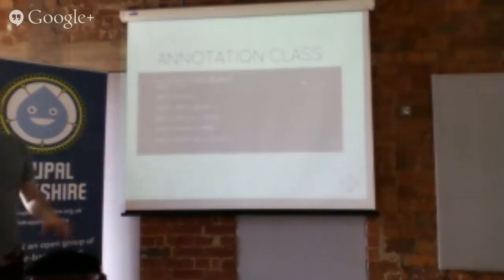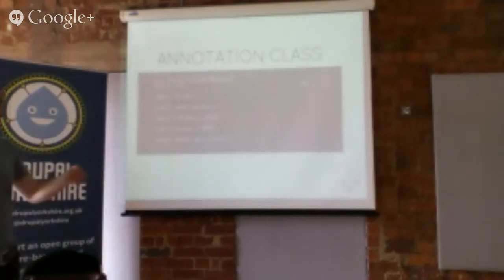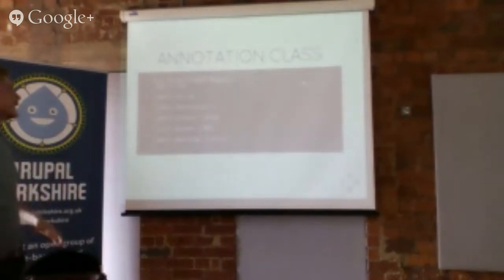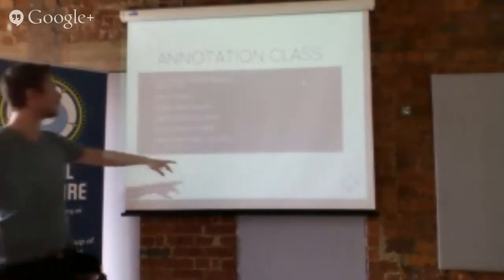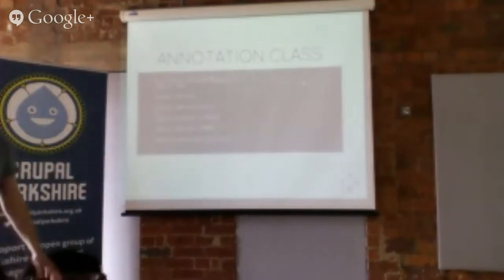So the annotation class. This example that I'm showing you here is for text filters. So these are filter plugins. We've got the class name filter, and it's got a few properties. These are the properties that can be used within the annotation. So you've got ID, title, description, status, cache, settings, and these have some default values as well. So default values can be provided in here.